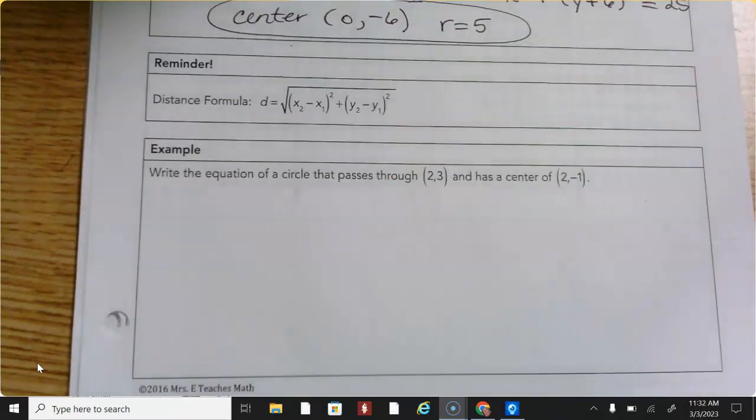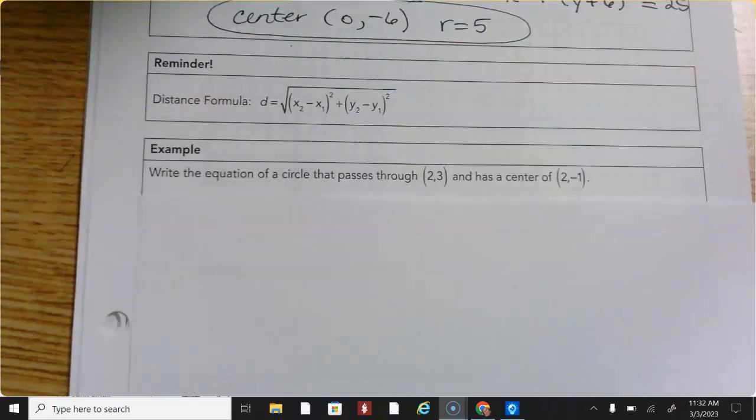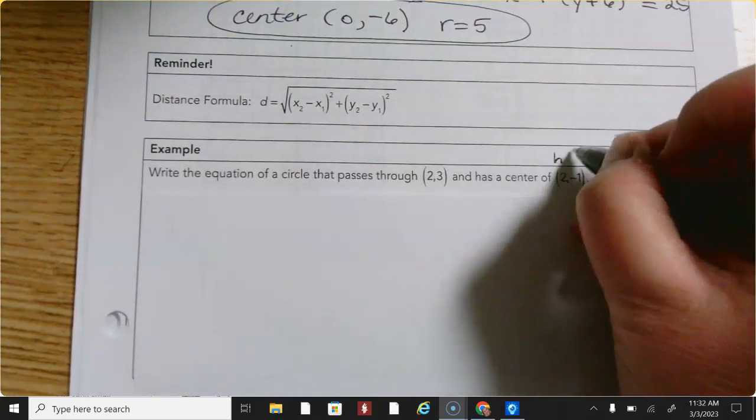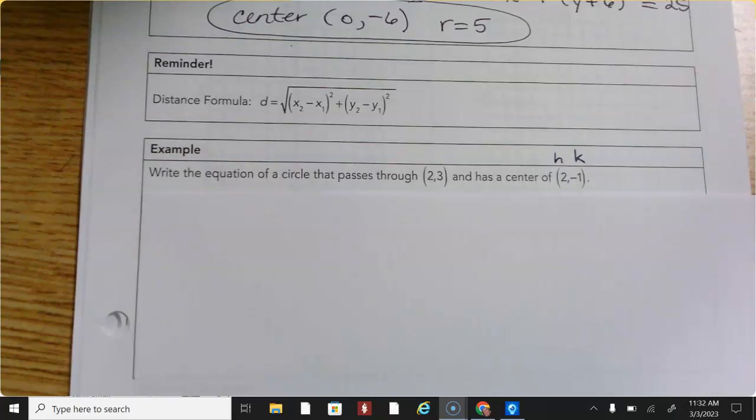So let me go ahead and do this problem the way that I think they're implying I should. I'm going to do that first. You don't necessarily have to write it down because I'm also going to show you what I think is a little bit easier way. So here's the center. It's HK. There are 2 things I need to write the equation of a circle. I need the center and I need the radius. I don't know the radius.